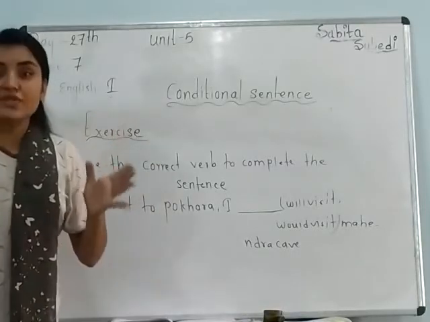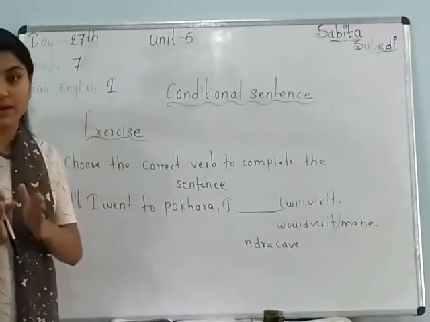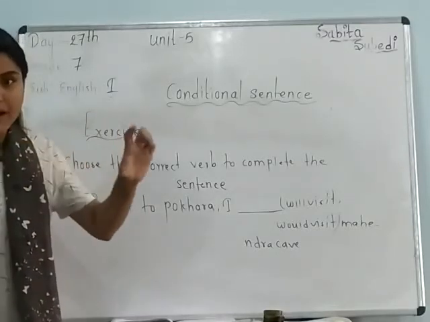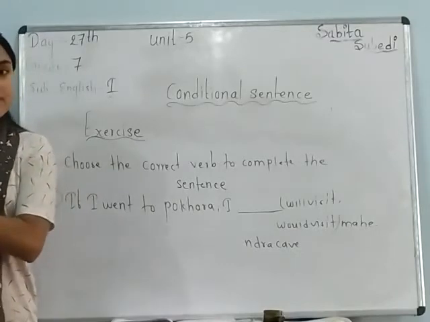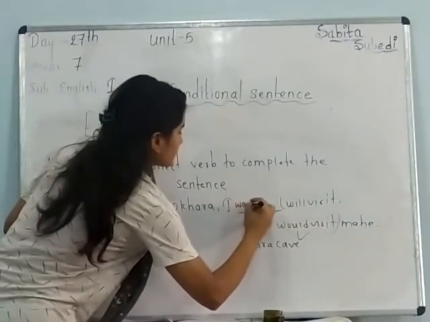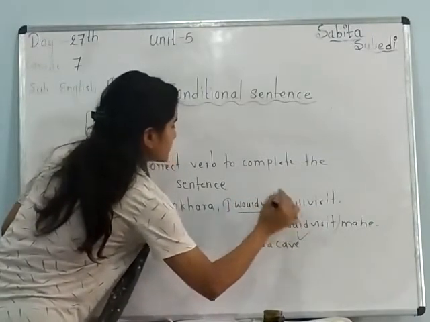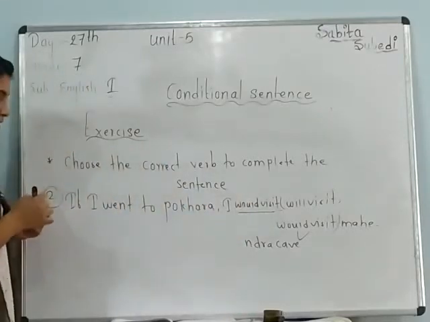So what is the structure of conditional type 2? I have already written it previously also. If plus simple past is the if part, and in the main part subject plus would, should, could, might plus verb 1 plus object. So this one will be the right answer. Would visit, because it is the simple past, if plus simple past, that's why would plus verb 1, isn't it?